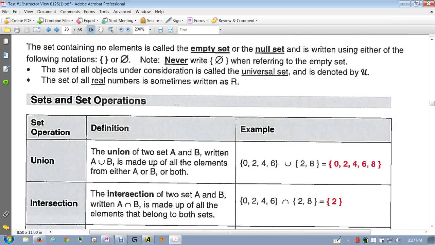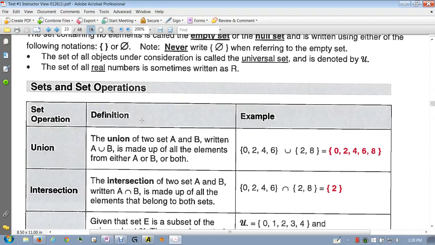All right. The universal set. A set of objects under consideration is called the universal set, which is denoted with this script U. So if I want to say like the set of all atheists at Northwest Vista College, then U is the atheists at Northwest Vista College. That's my universe. That's my given set, the objects under consideration. The set of all real numbers, everything on the number line, is given the special notation R. Or sometimes you'll see a double struck R. I think I showed you this before. It'll look like this, right? All real numbers.